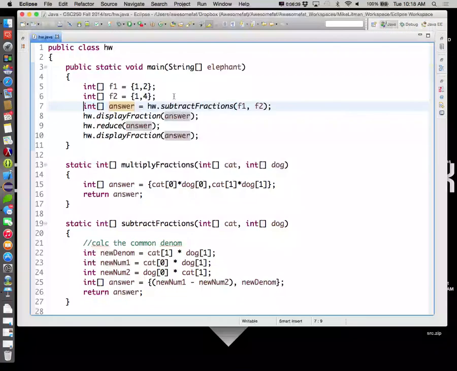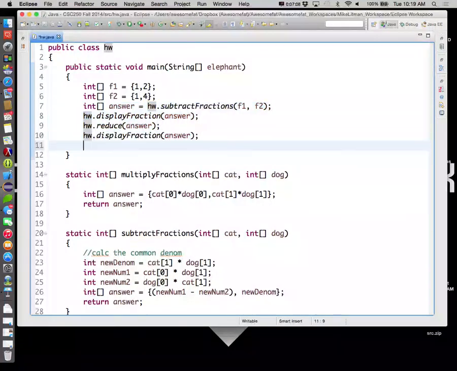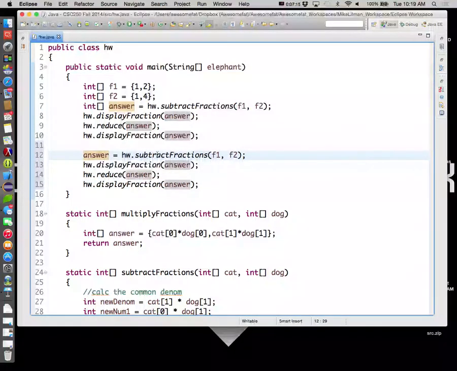So that's subtract. But how do you stack them on top of each other? Would you have to copy that whole thing? You have to make a new answer. Oh, you could just display it. Okay. So here we can do this. Well, yeah, you'd have to make a new answer. We'll just use answer since we already wrote it up there.